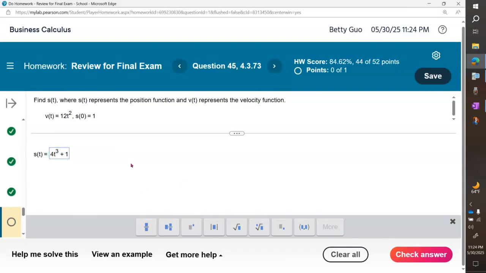I would recommend you always, once you have your proposed solution, always check by taking the derivative of the result to see if it gives you back the original function. Like now you have a position function. We know the derivative of position function is a velocity function, right? And you take the derivative of this function, you have 12t squared. And also plugging in when t equals 0, s is 1. So it's correct.